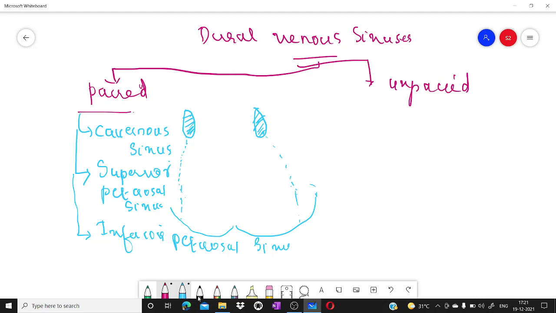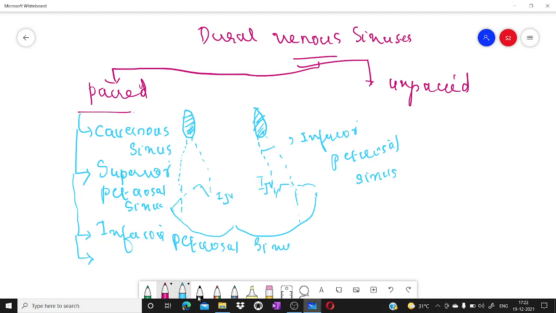We know that the transverse sinus continues as the sigmoid sinus, and after this it continues as the internal jugular vein, IJV. And the cavernous sinus is connected to the internal jugular vein by means of another dural venous sinus. This is called the inferior petrosal sinus. As you can see in the picture, there are two inferior petrosal sinuses. That is, they are also paired venous sinuses.